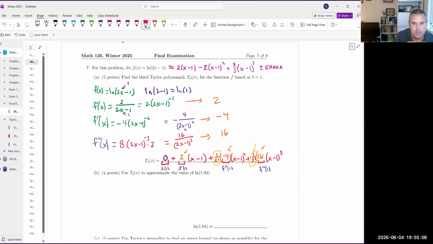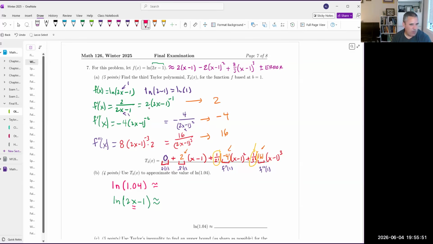Okay, you'll see on some old finals where they say, use what you just got to approximate something. So there is a little confusion here, which is you have to figure out what in the world that has to do with the previous part. Because this doesn't look like that at all. What we just figured out was the log of 2x minus 1. And so if we're going to use the previous part, we have to figure out what we would plug in here in order to make that look like 1.04.